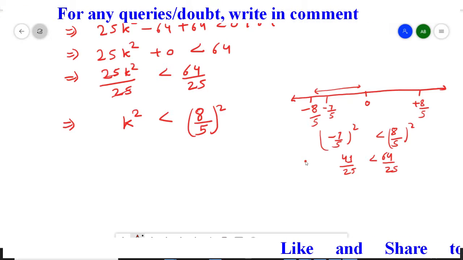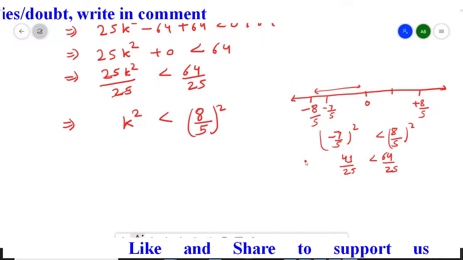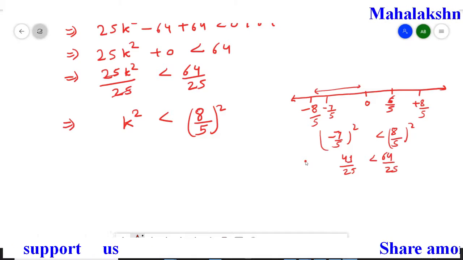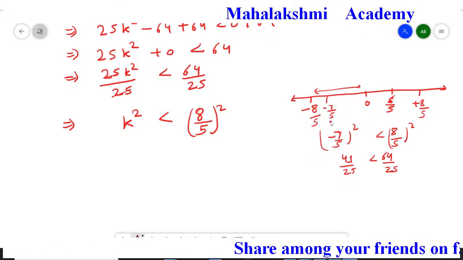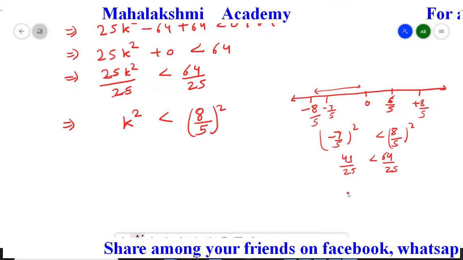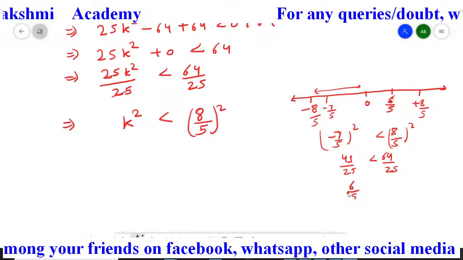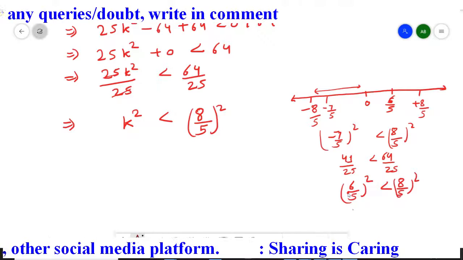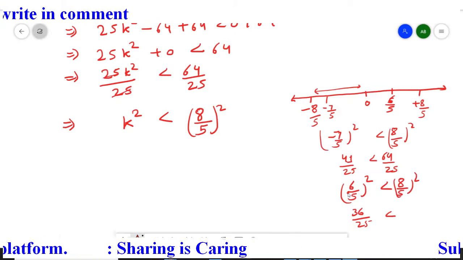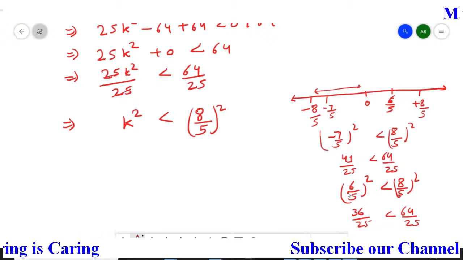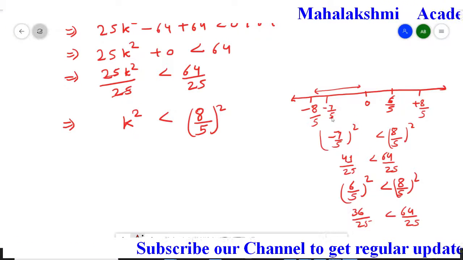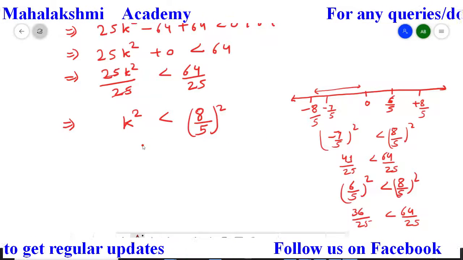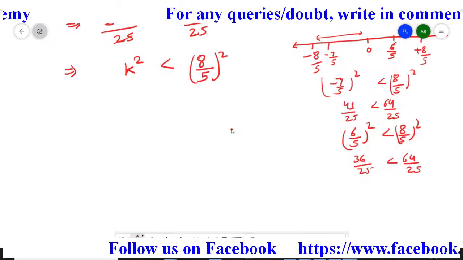In the same way, suppose here we have 6 upon 5. Then when we put the value of 6 upon 5 in this equation, it's going to be like this: (6 upon 5) square less than (8 upon 5) square. Now we have to check whether it's true or not. So it's going to be 36 upon 25 and 64 upon 25. So we can compare and analyze that all the values belonging between them are going to satisfy this inequation. That's why we now have to write down the values of k.